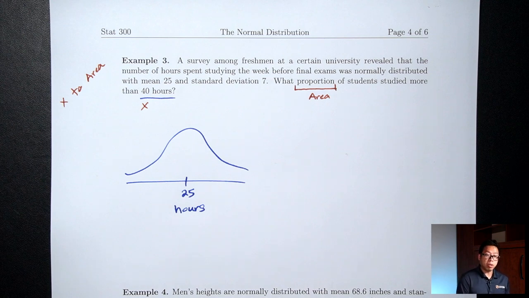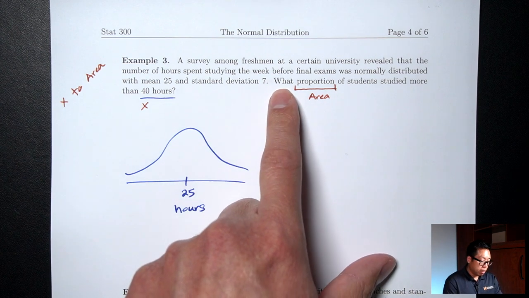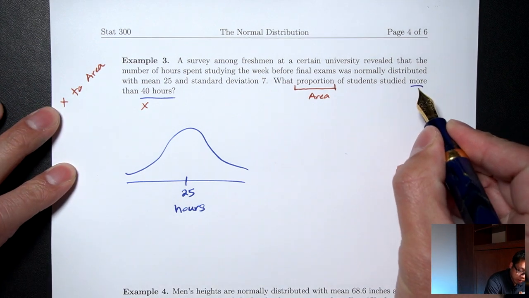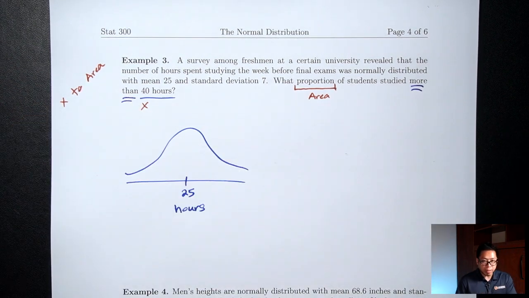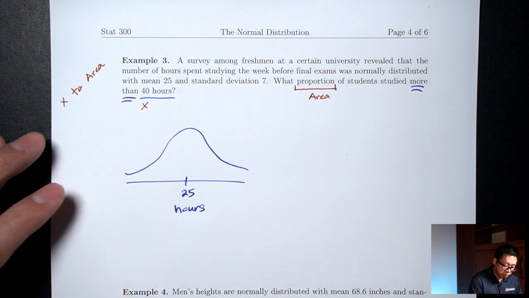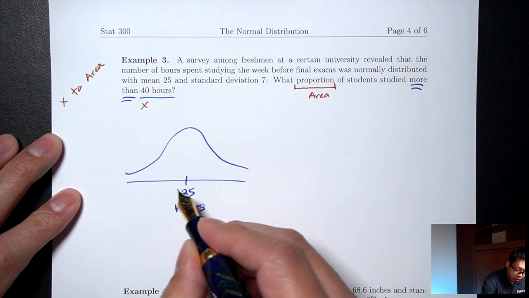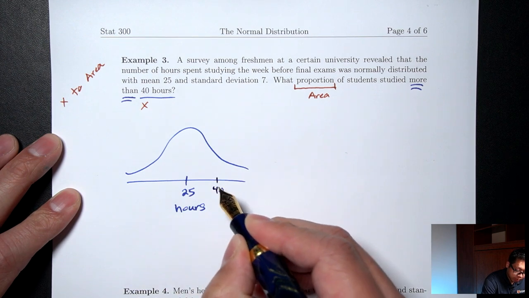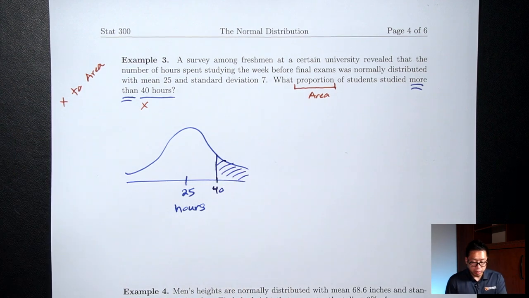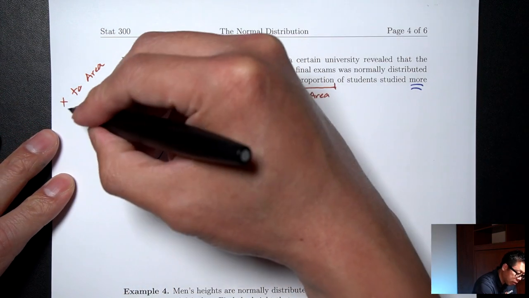Next thing we need to decide is whether this is shaded to the left, shaded to the right, or shaded in between. This says, what proportion of students studied more than 40 hours? More than would be to the right. So this is shaded right. 40, we said, was an x, so let me put that on the x-axis. 40 would go over here. So more than means to the right. This is an x to area type question that is shaded to the right.